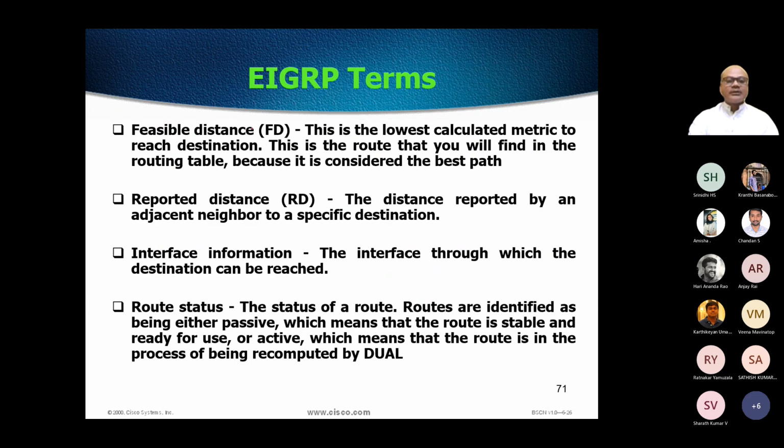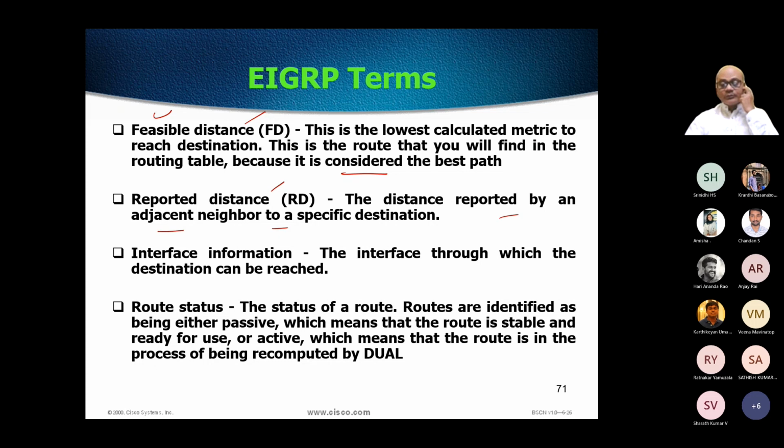Okay, so what is feasible distance? Okay, report distance. The lowest calculation of the metric reached to the destination. This is the route we will find. So as I told you, feasible distance is the one which has got the lowest cost. Report distance, okay, which will form a neighborship to the specific destination.